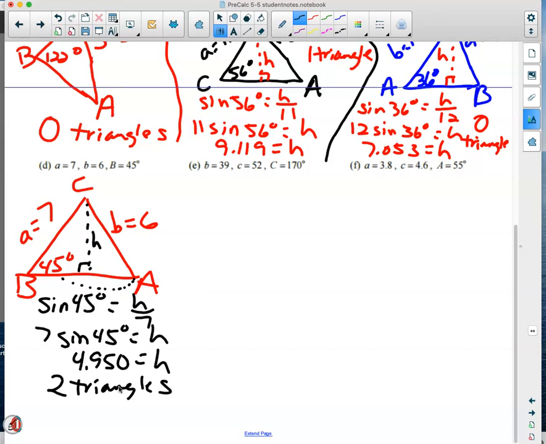So our value for the opposite side was greater than the height. We know that gives us at least 1. But if it's also less than the side that's adjacent to our angle, then we can get 2 little triangles formed.